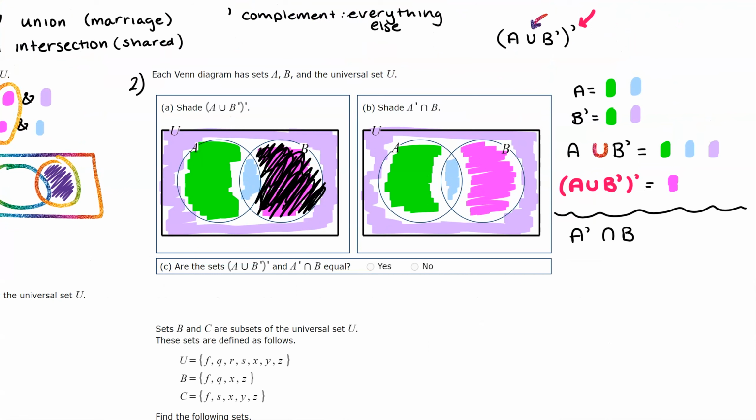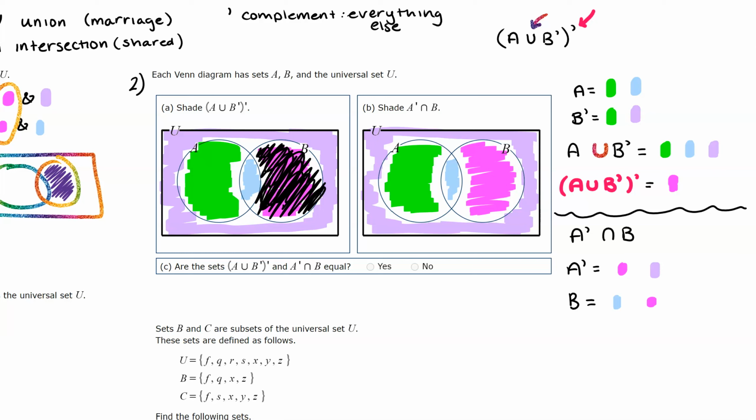A complement. So A has green and blue. So the complement of A is everything which is not green and not blue. So that would be pink and purple. And then the set B is the set on the right, the B circle. So that would be blue and pink.